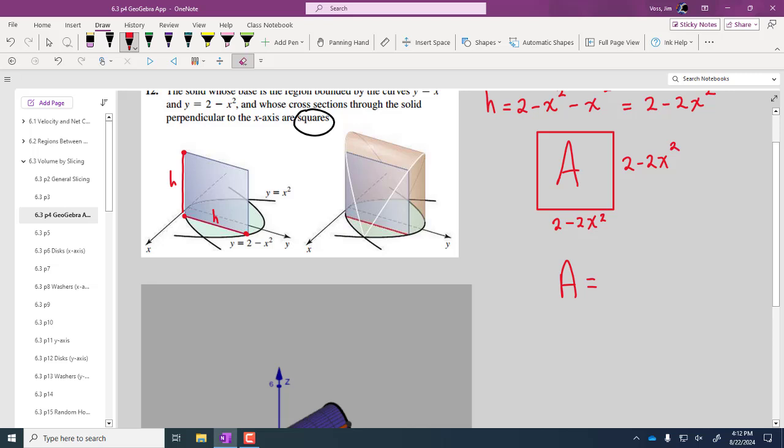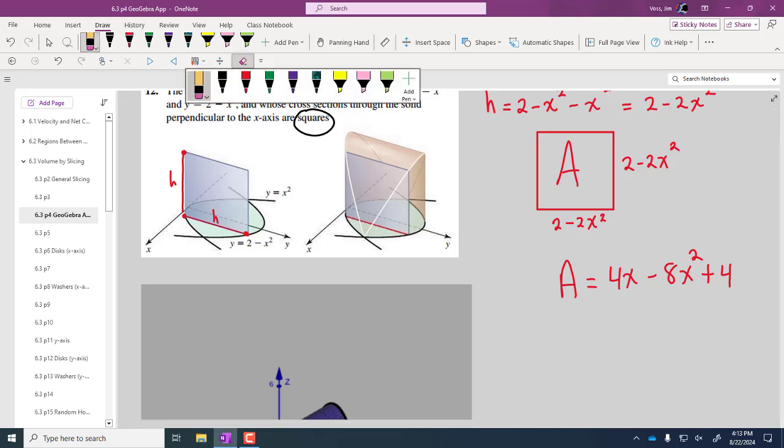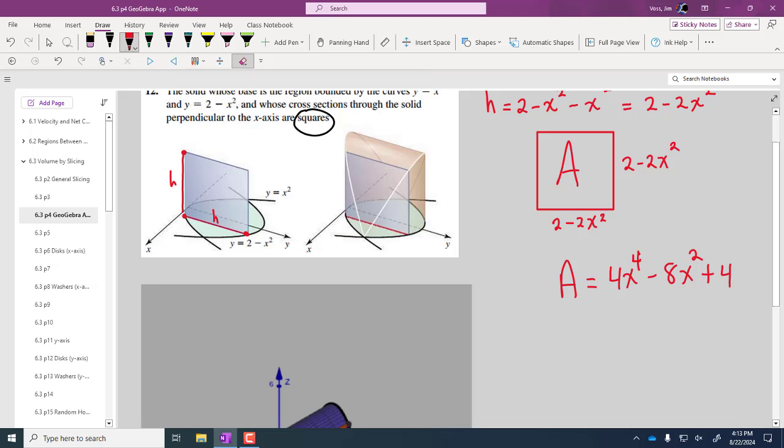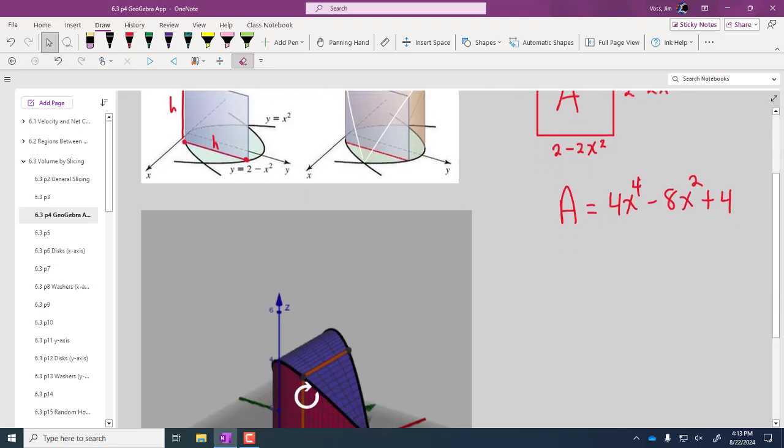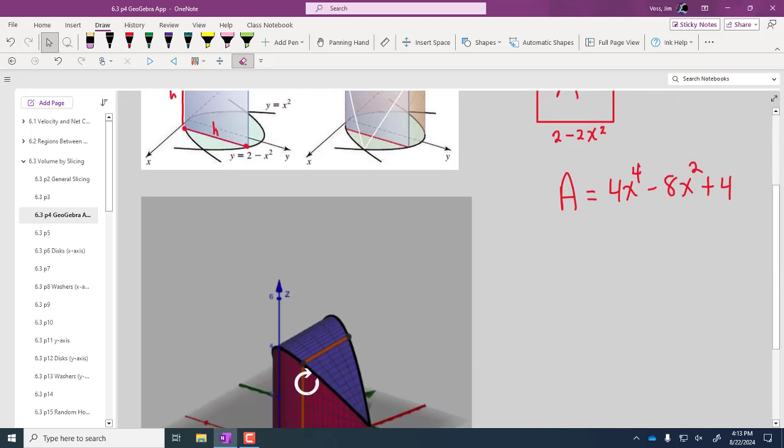So how do we find the area? Just going to FOIL that all out, square it out. So we're going to get positive 4x to the fourth, and then minus 4x squared minus 4x squared is minus 8x squared, plus 4. Something's wrong with my powers. That should be a 4. So now we have the area of the square at x. And to get the volume, we are going to integrate the area.